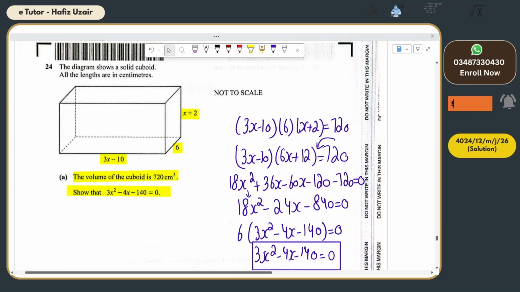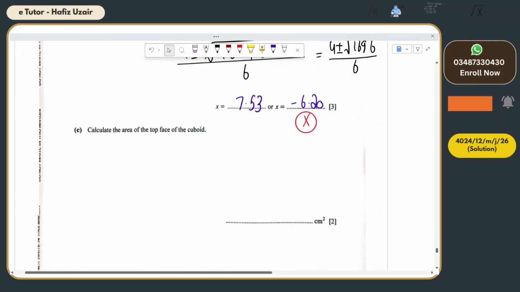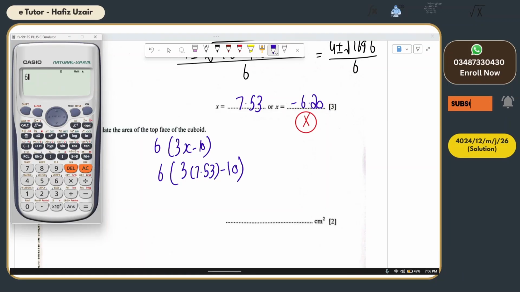So this is the top face. This side is 3x minus 10 and this side is 6. So 6 into 3x minus 10. We have 6 bracket 3 into 7.53 minus 10. This will produce 75.54. So the answer is actually 75.54.